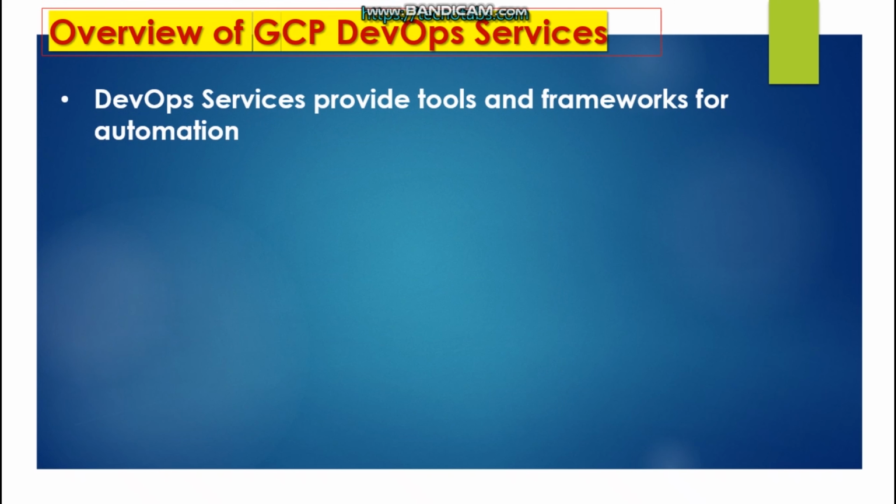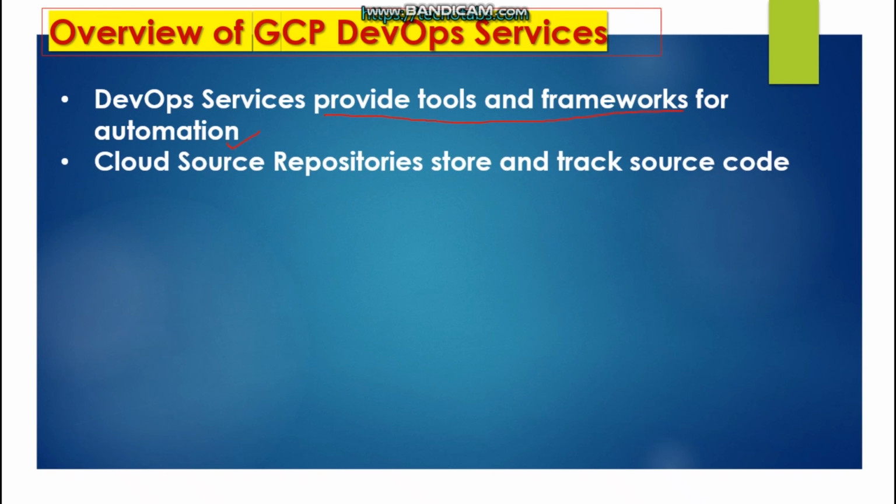So the overview of GCP DevOps services. DevOps services provide tools and frameworks for automation. So if you are a developer or a DevOps engineer and you are looking for automation and getting things done quickly, then you should go for GCP DevOps services. All right. So what all things it has to offer to developers and DevOps engineers, we'll see in this section.